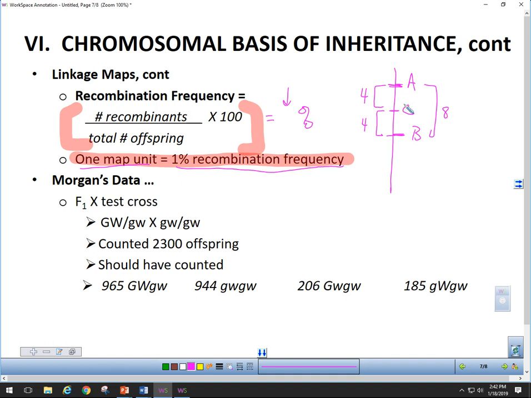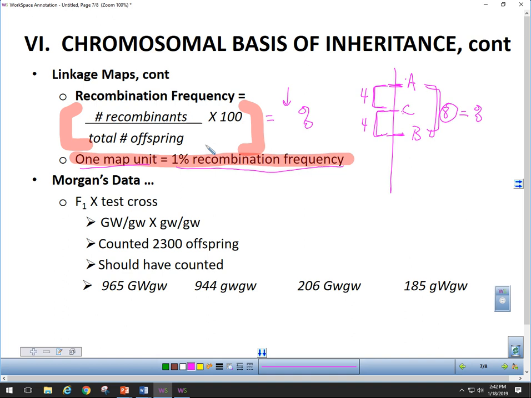And like I said, that map unit is also equal to the percent recombination frequency between them. So there would be a 4% recombination frequency between A and C, 4% between C and B, but an 8% recombination frequency between A and B. So it allows us to build a map and know where human genes fall on a chromosome. All this came about by using fruit flies and Thomas Hunt Morgan's research, so it's amazing.